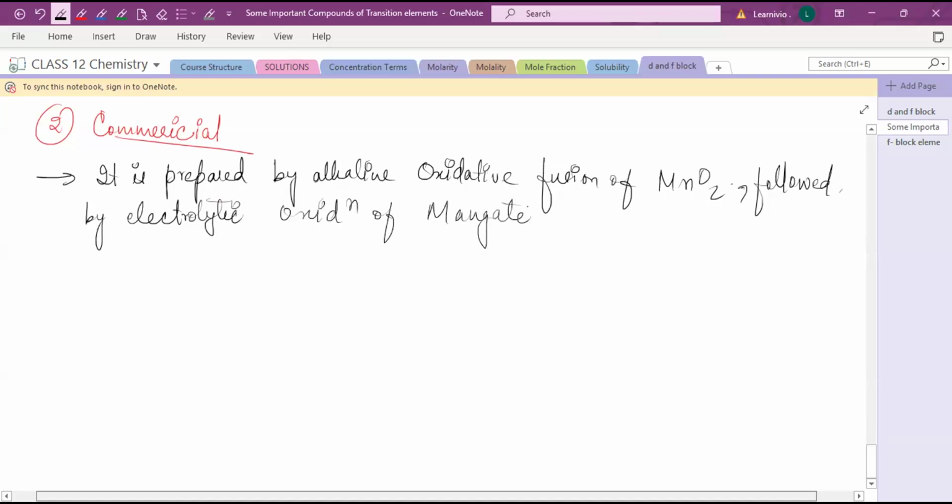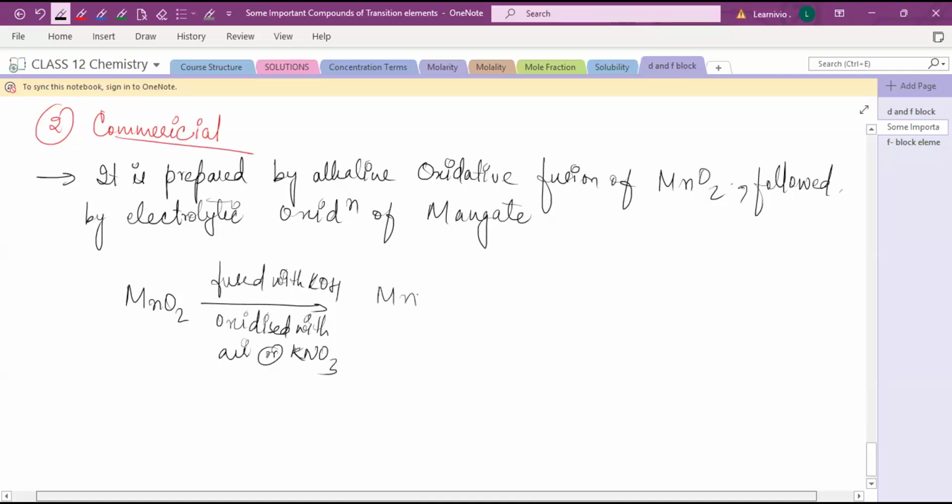Yeah, so see the step. So first step of this reaction is you just take MnO2, and you will fuse. It is fused with KOH, and oxidized with air or KNO3. So you will get here MnO4 2 minus, manganate ion. This is a manganate ion. Second step क्या होता है? You will do the electrolytic oxidation.